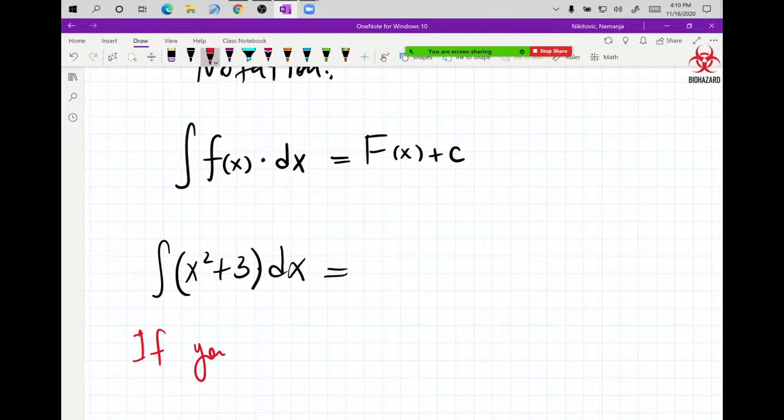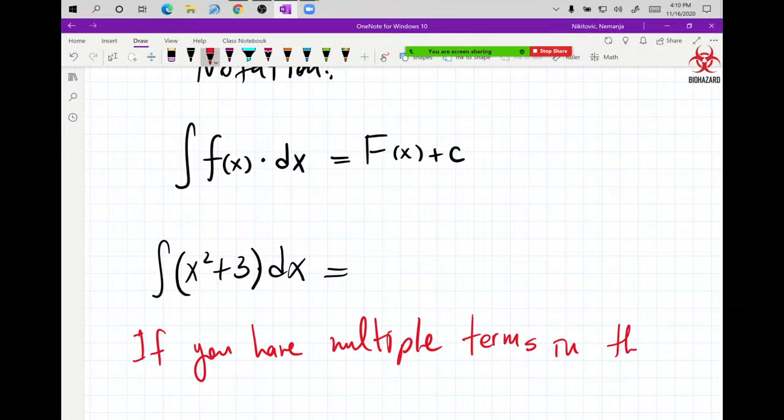If you have multiple terms in the integral, f of x needs to go into parentheses.